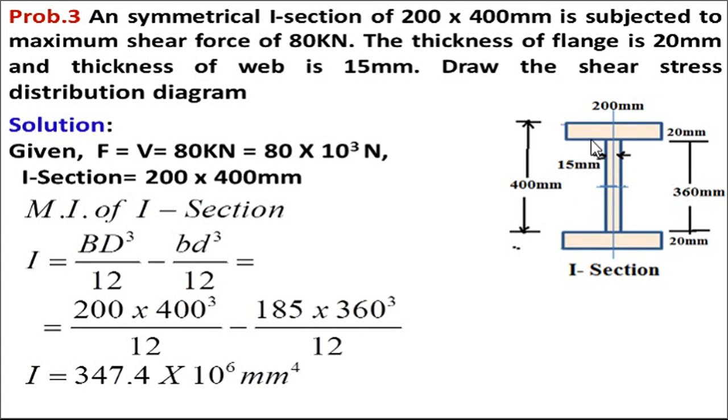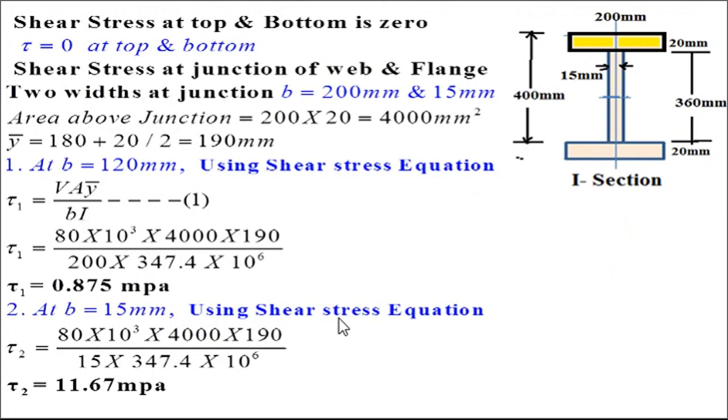360 means what? This particular distance. From 400 we have to deduct 20, so we will get 360. So 360 cube by 12 you will get moment of inertia. Now in the similar way, at top and bottom shear stress is 0. Now you have to calculate shear stress at the junction of web and flange, where width is 200 and width is 15.